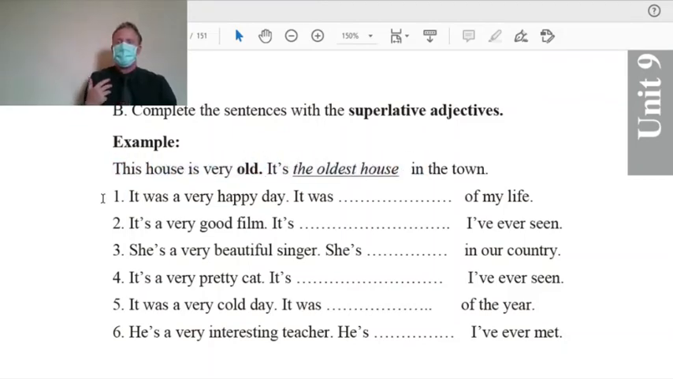Let's look at number 1 together. It was a very happy day. It was the happiest day of my life, not the most happiest day of my life.